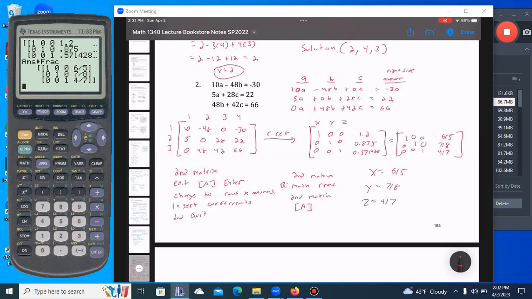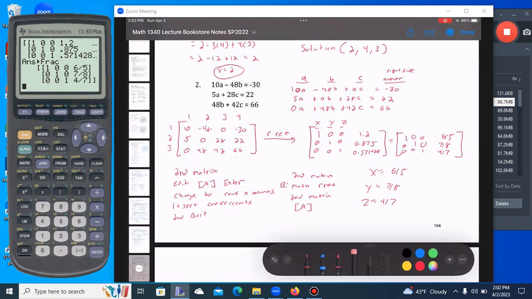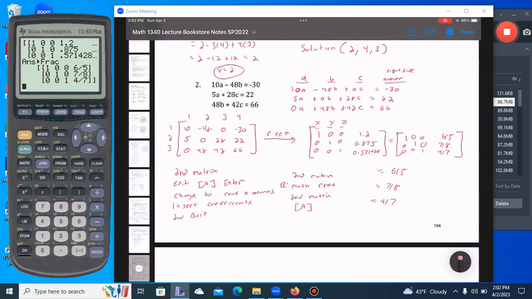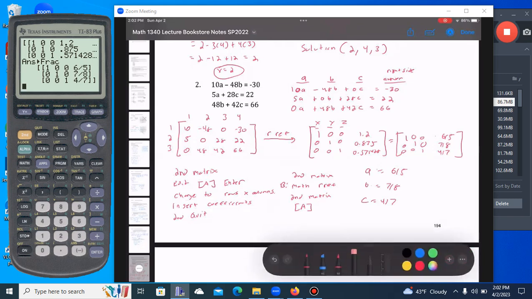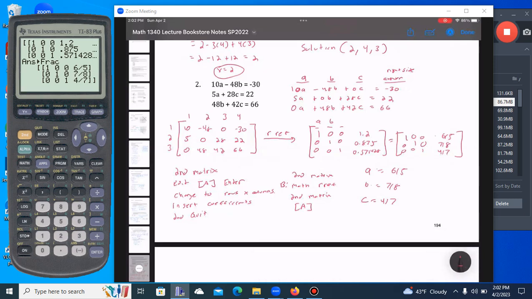Based on how we plugged it in, what's x, y, and z, or I switched to x, y, and z, we had a, b, and c. I'm used to doing x, y, and z. A, b, and c. Okay, so a is 6/5, b is 7/8, c is 4/7. Then we can write the solution as 6/5, 7/8, 4/7.